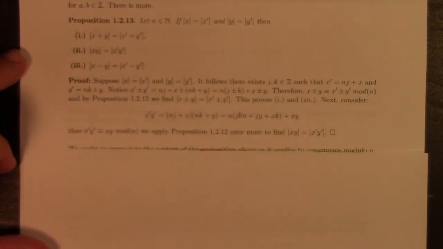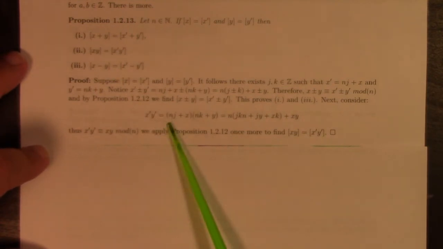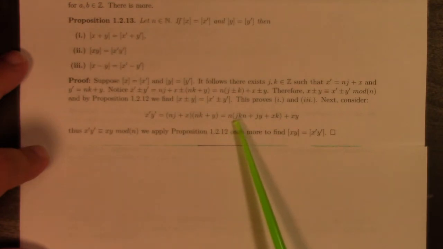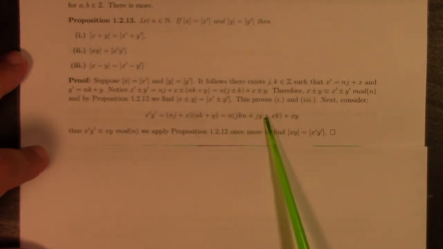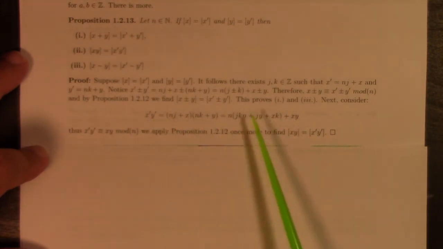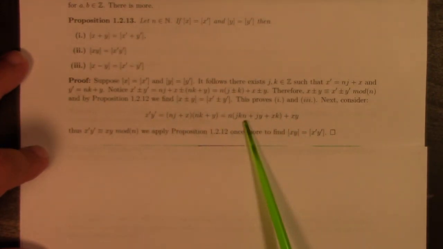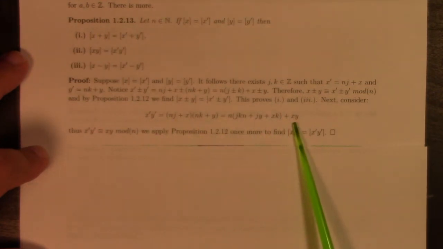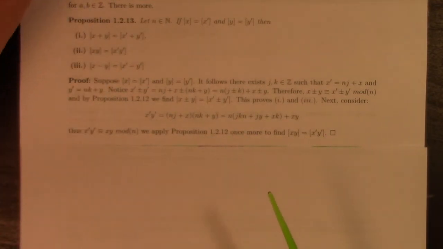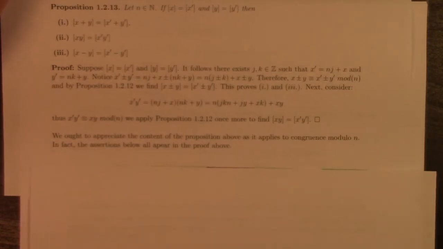All right? And so I proved 1 and 3 at the same time, just to be confusing. Proof of 2, very similar. x prime y prime is nj plus x times nk plus y. Regroup this, keep all the n stuff together. n times this integer, ugly as it may be, it's an integer, and you've got xy. So this shows you that x prime y prime minus xy is a multiple of n, which is to say that x prime y prime is congruent to xy. All right? So that gives us that that's equal to that.